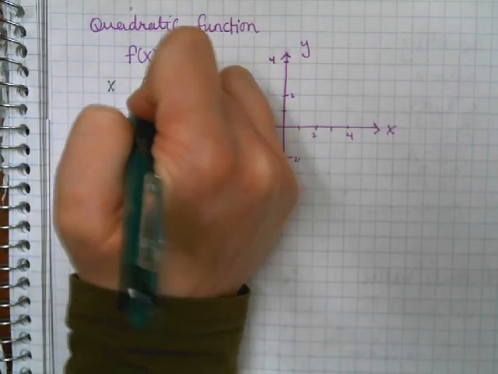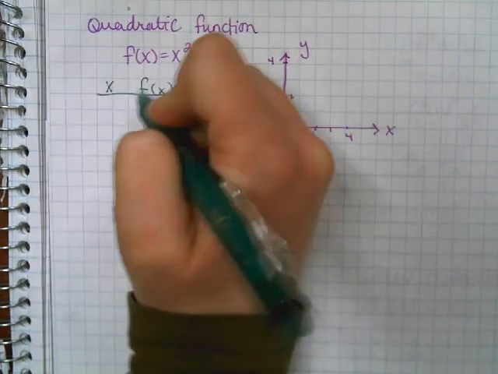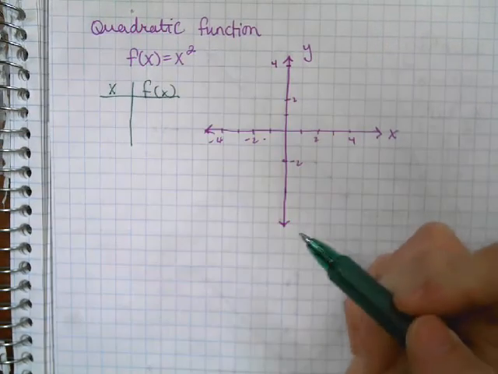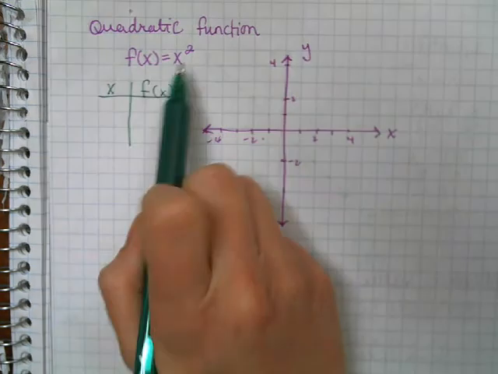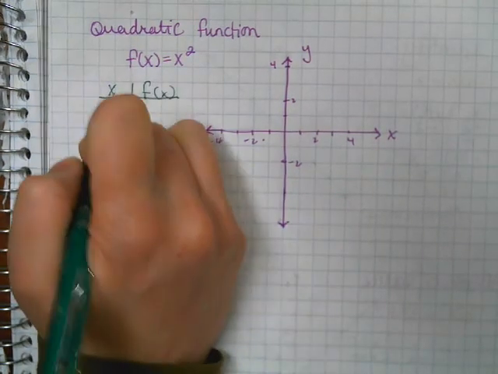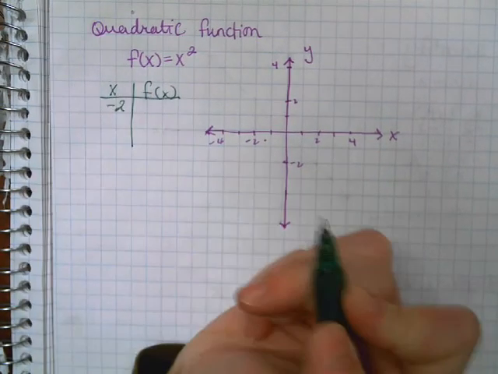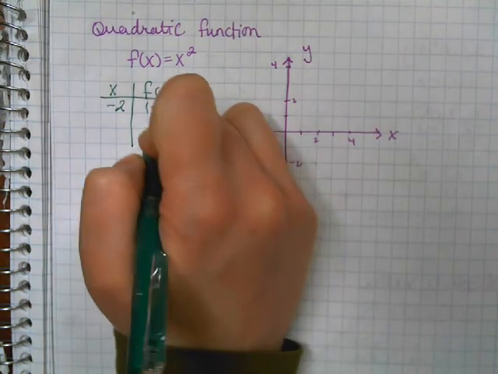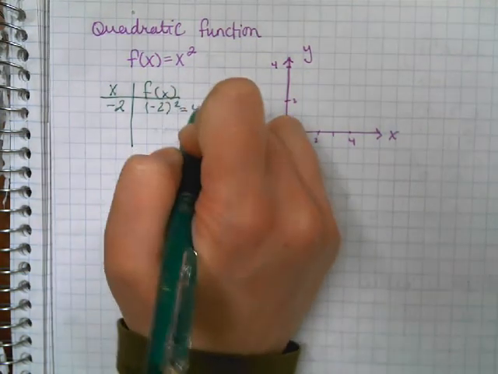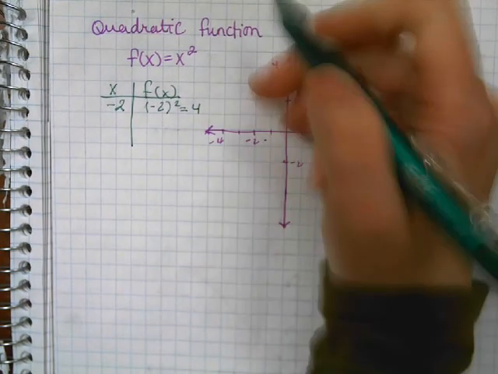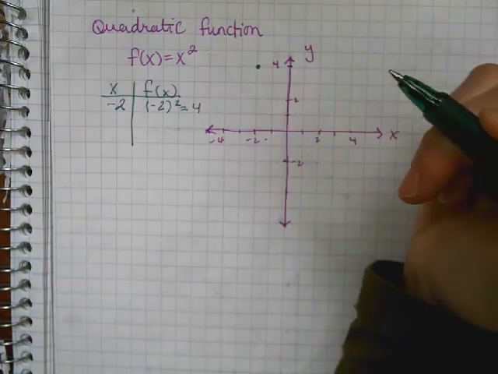So making a table of values, x and f of x. So when I plug in, remember start with negatives. When I plug in a -2, I can plug in a -2. When I square the -2, I get a +4. So at -2, I'm up here at 4.